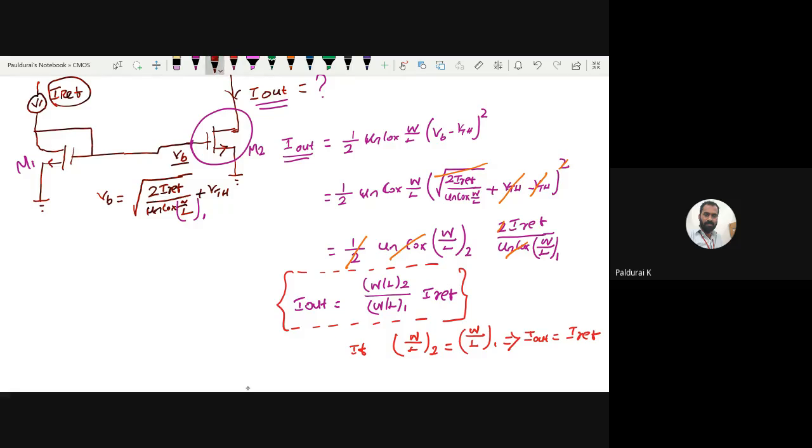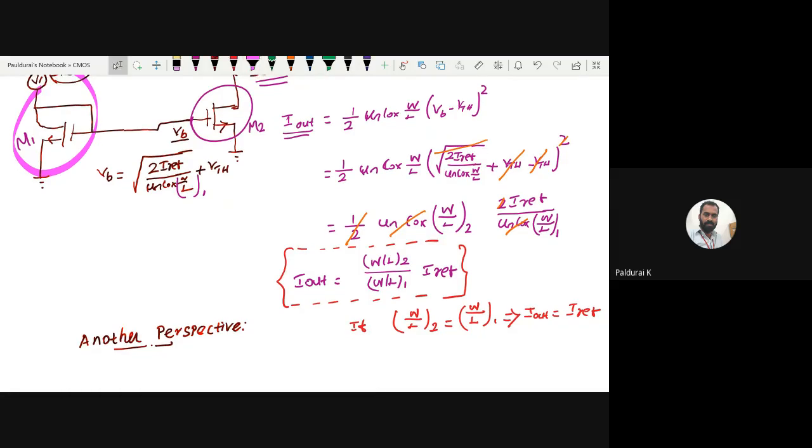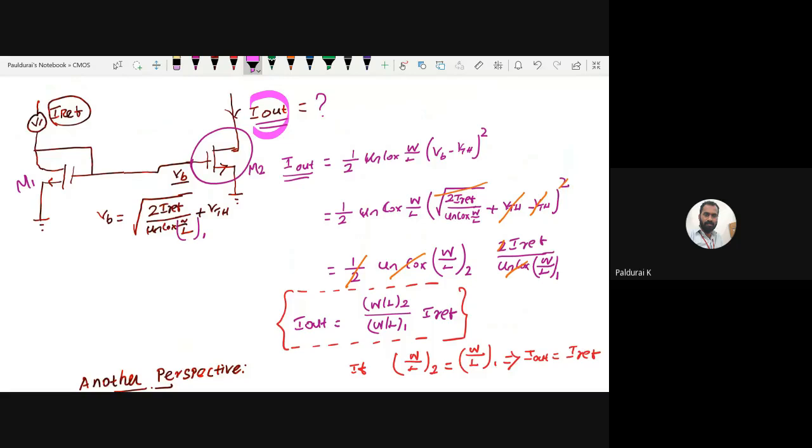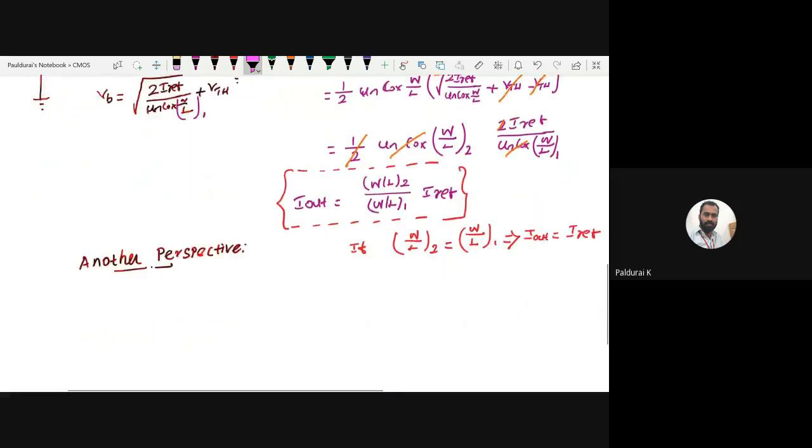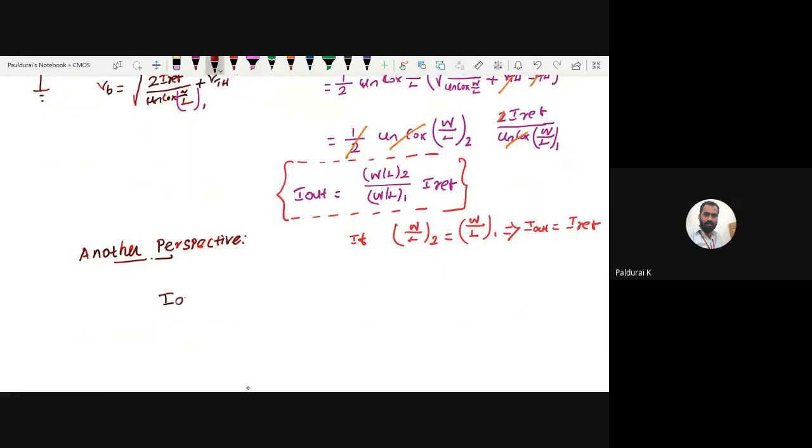We also saw this from another perspective. This is very simple, and first you want to know the logic. Why am I connecting this? But this time I want to take the ratio between these two currents. This current is I out and this current is I reference. So what is my I out over I reference?